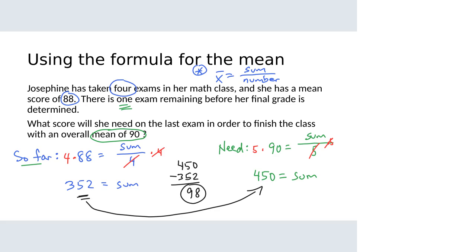Like, wow, that's an awfully high score just to pull her grade up 2 points. Well, there's sort of the idea of a weighted average embedded in here. There are 4 exams with a mean of 88. That's going to carry more weight than this one exam at the end. So this one exam is going to have a pretty high score on it to pull her up to a 90.